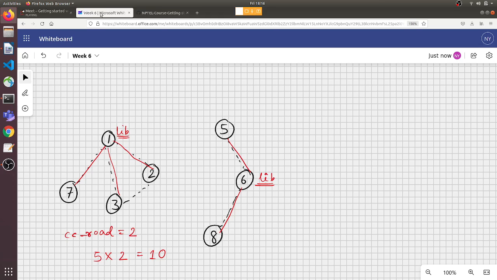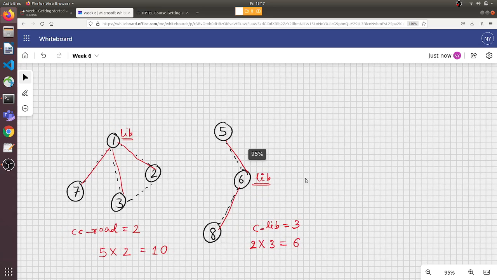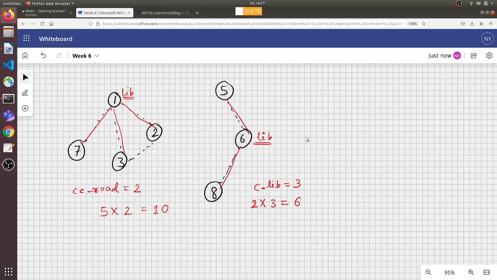Then the cost of a library is given as 3, and we need to build 2 libraries here. So that is 6. So the total cost here is 16. The total cost to connect all cities to libraries is 16. And this is the minimum possible.